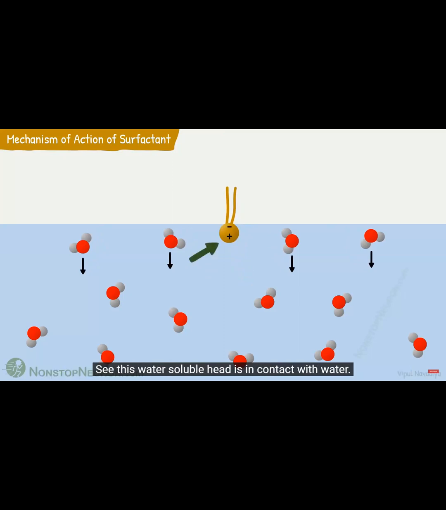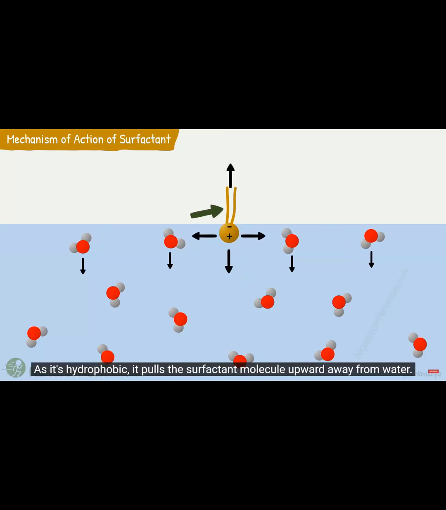Say this water-soluble head is in contact with water. Due to the charged moiety, it is attracted by surrounding water molecules. The tail is out of water in the air phase. As it's hydrophobic, it pulls the surfactant molecules upward away from the water. All these forces balance each other. So there is no net force acting on the molecule and it stays on the surface.